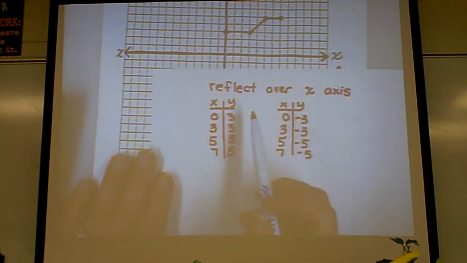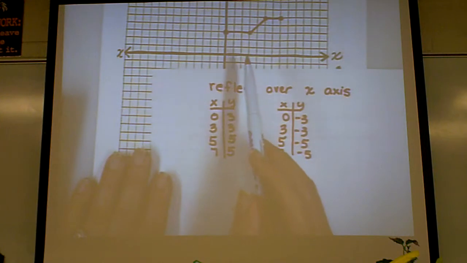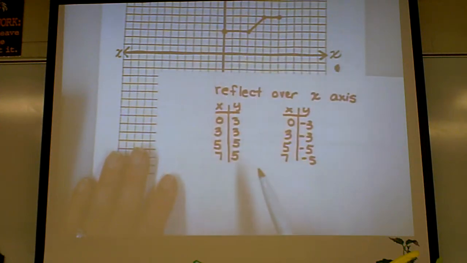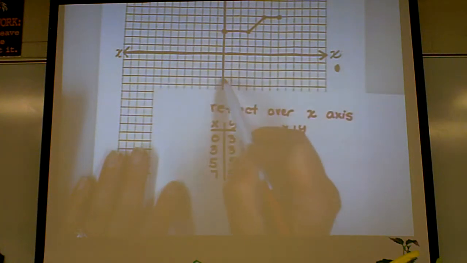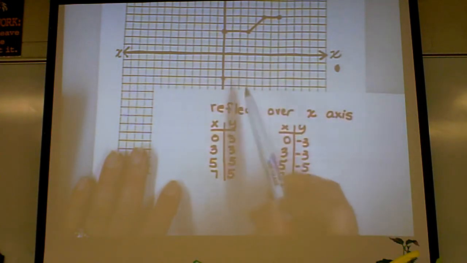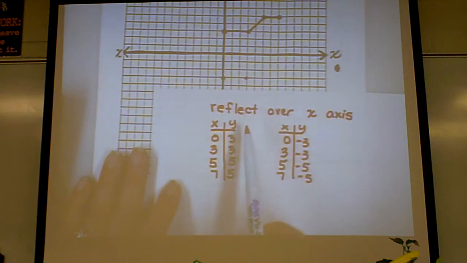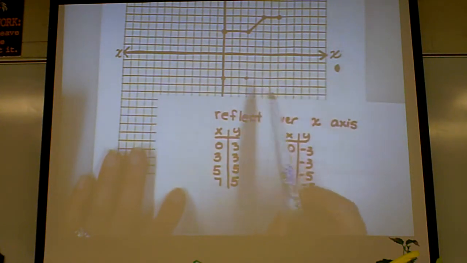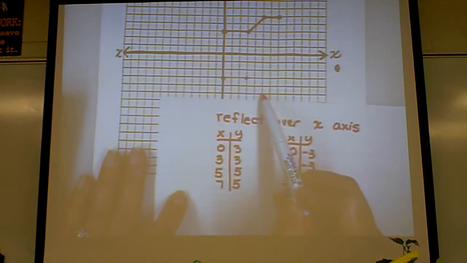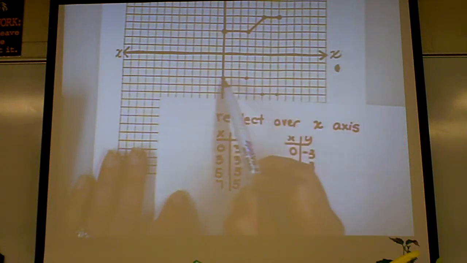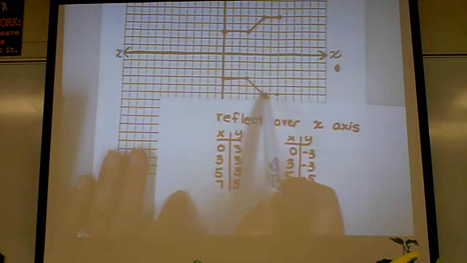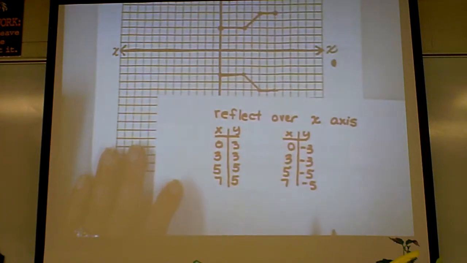Okay, so we're just looking at this picture right here. If I wanted to reflect this over the x-axis, I would end up graphing 0, -3, 3, -3, 5, -5, and 7, -5. And you carefully draw your picture. And that's what you get, correct?